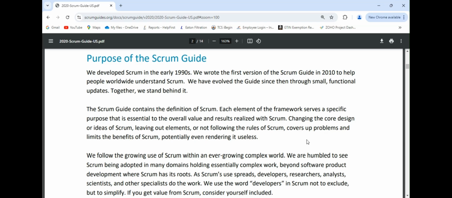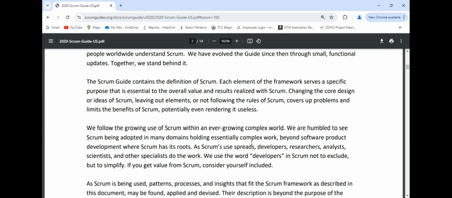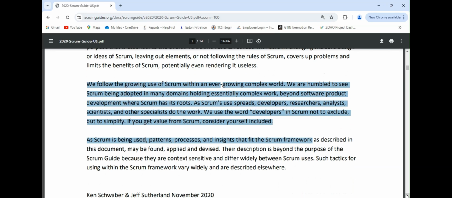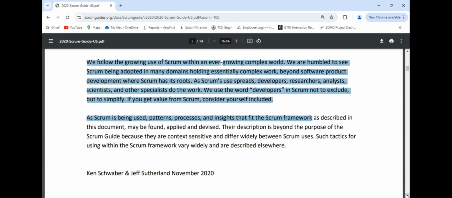We follow the growing use of Scrum within an ever-growing complex world. We are humbled to see Scrum being adopted in many domains holding essentially complex work, beyond software product development where Scrum has its roots. As Scrum's use spreads, developers, researchers, analysts, scientists, and other specialists do the work. We use the word developers in Scrum not to exclude, but to simplify. If you get value from Scrum, consider yourself included.